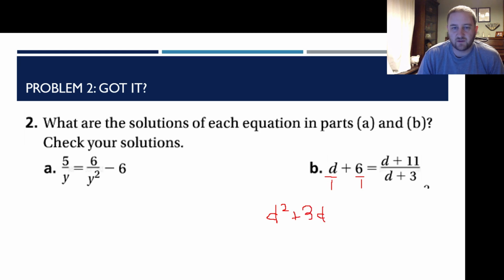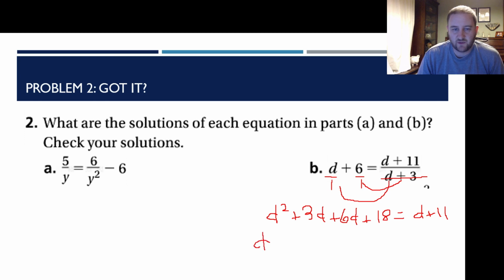d plus 3 times 6 gives us a positive 6d plus 18, equals, now when we multiply d plus 3 on this side, it basically just cancels out the bottom, so we get d plus 11. All right, now let's combine like terms.